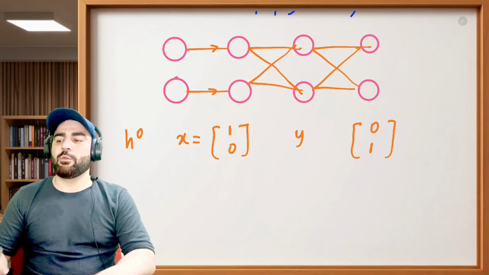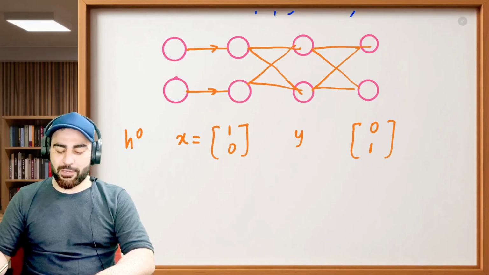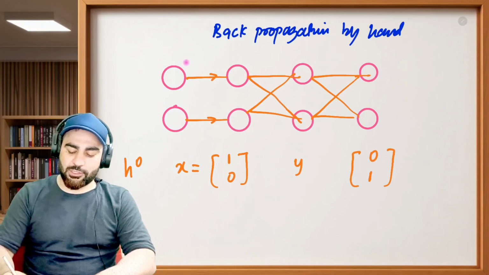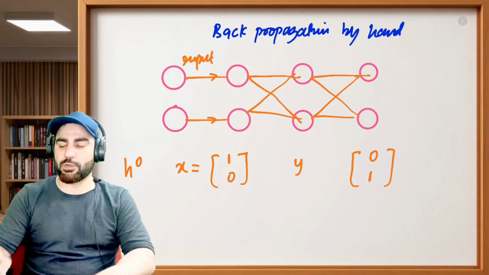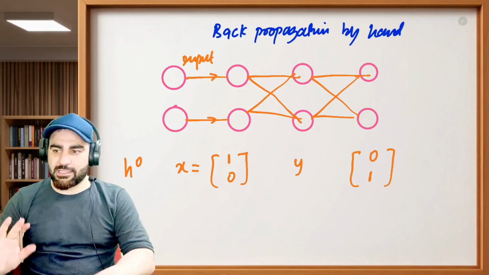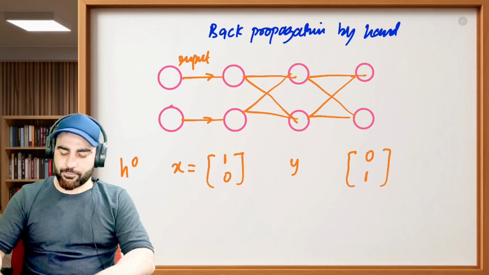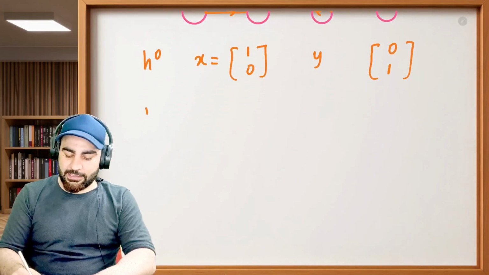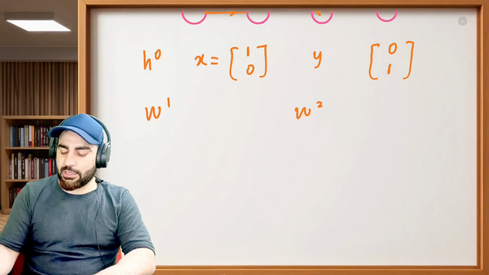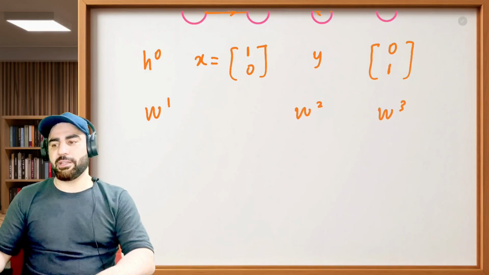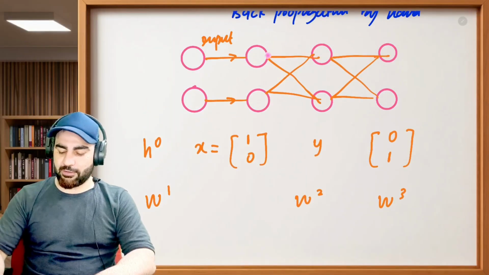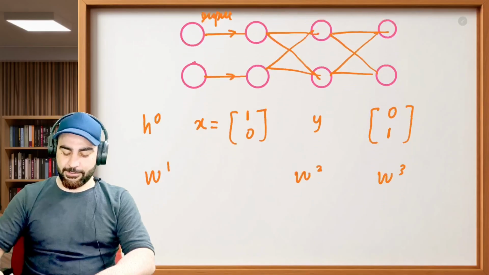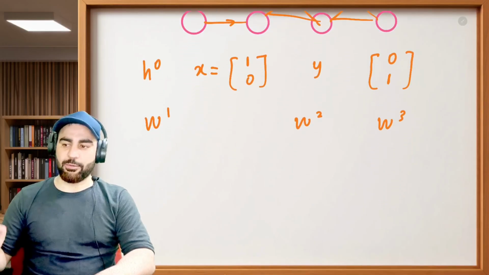Now we know we have to initialize weights and biases. So how many matrices will be associated with this? This is your input, this is your hidden layer first, hidden layer second, and this is your output layer. So we'll have matrices W1, W2, and W3. These will be our three matrices, and each of these will be a 2 cross 2 matrix. Why? Because we have 2 neurons in the input and 2 neurons in the output, and similarly over here.